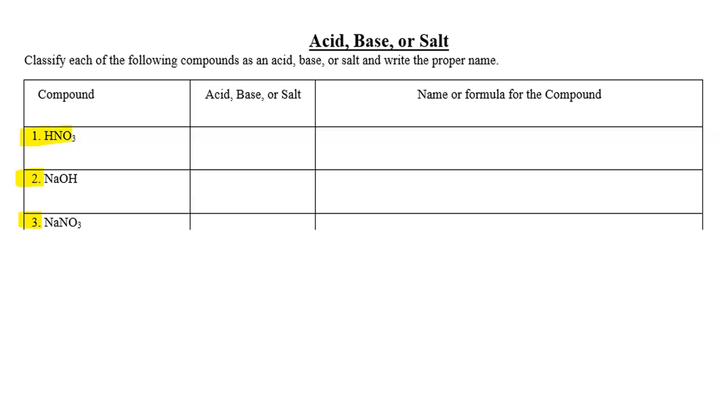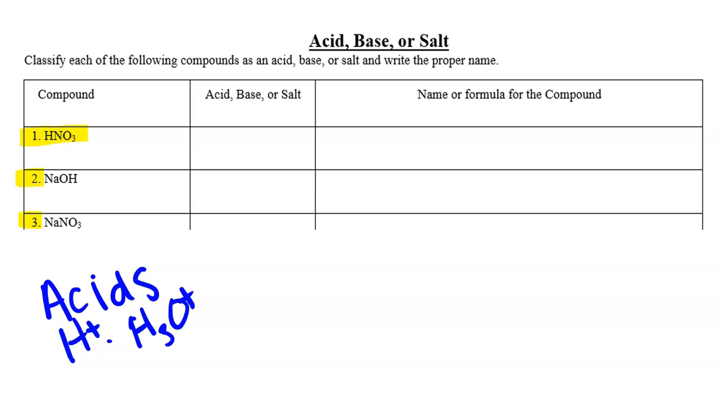All right, so let's look at HNO3. We want to decide if it's an acid, base, or a salt, and then we want to name or give the formula for the compound. If you remember from your lesson, acids will produce a hydrogen ion or H3O+. It'll be either one of these. So if it starts with an H, that's usually going to be an acid. And then we can go into naming.